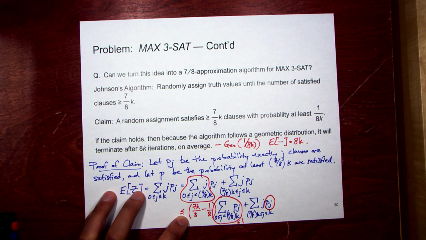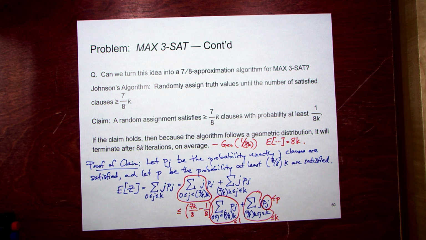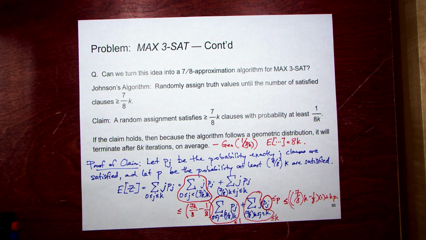Pj is the probability that exactly j clauses are satisfied. Where j is at least the number that we want, this is less than or equal to p. That's the thing that we want. This bit here is also, j is less than or equal to k, I guess. So you put this all together, and this is less than or equal to 7/8 k minus an eighth, times 1, plus k times p. I would put brackets around it, but I ran out of space. Sorry.